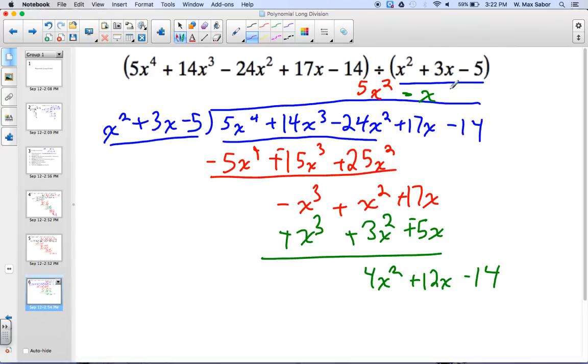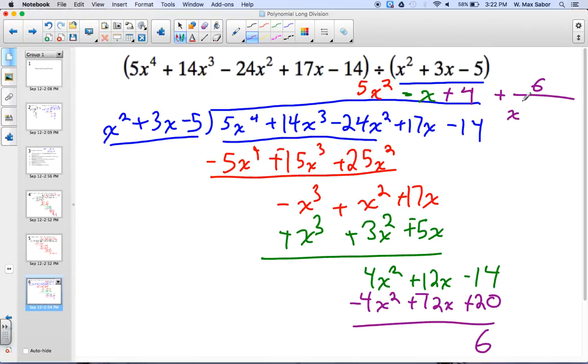We're getting really close. This last one, 4x squared divided by x squared, should be 4. 4 times each of these is 4x squared plus 12x minus 20. Switch the signs on everything. And now this becomes 0, 0, and 6. So plus 6 over, and we write the whole divisor as part of our remainder. So 5x squared minus x plus 4 is our quotient, and 6 is our remainder. Thank you.